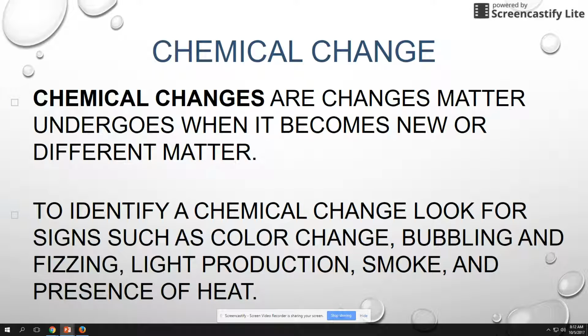Oh, we had fizzing the other day in our lab. What was fizzing the other day? You know what? I wonder if adding baking soda to vinegar is a chemical change. Light production, smoke, and persistence of heat. Those are all chemical changes.